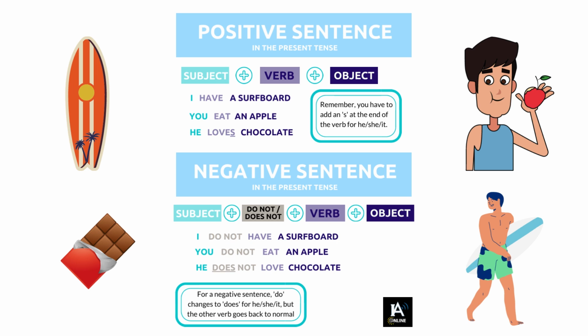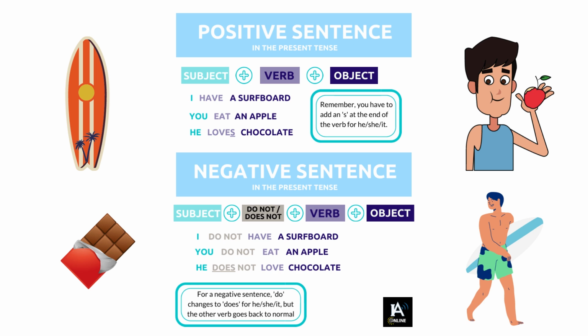Positive sentences are the subject plus the verb plus the object. I have a surfboard. You eat an apple. He loves chocolate.